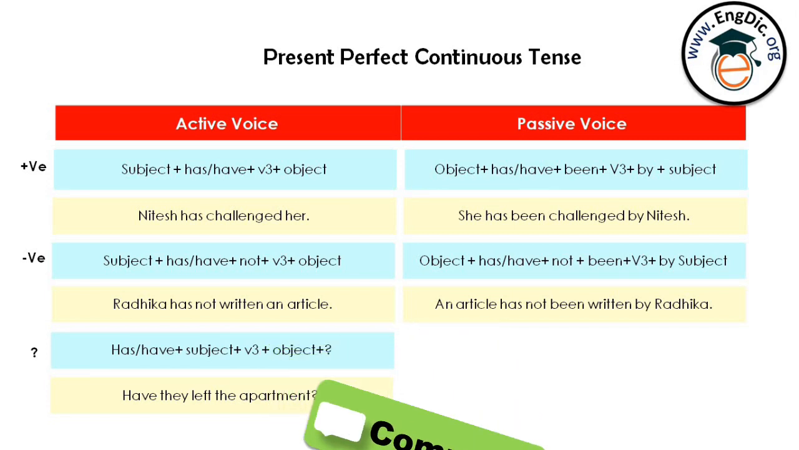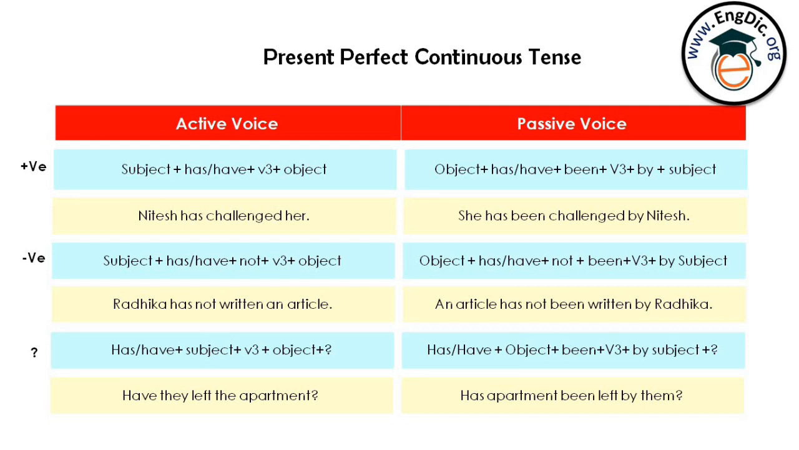In active voice, we have to put has or have at the start of the sentence, then the subject, third form of verb, object, and then the question mark, the most important. For example, have they left the apartment? We have put have, the subject they, third form of verb left, object the apartment, and then the question mark. Have they left the apartment? Question mark.